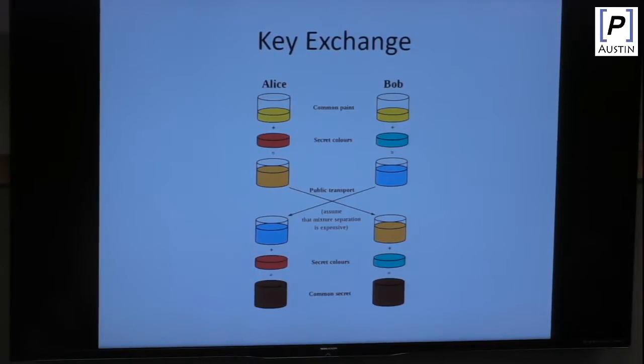But we're talking about the key exchange over here. So this is an overview of how key exchange works.